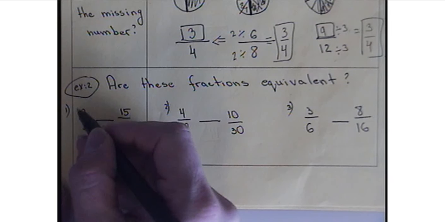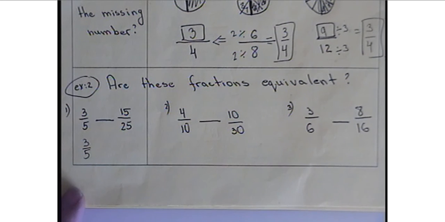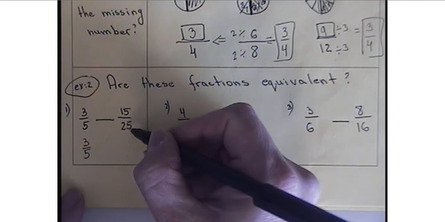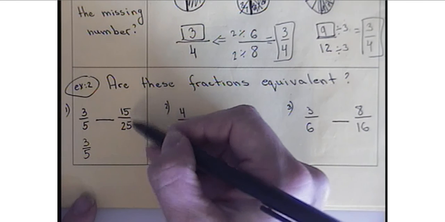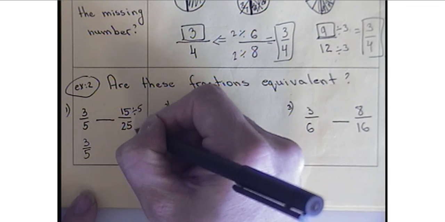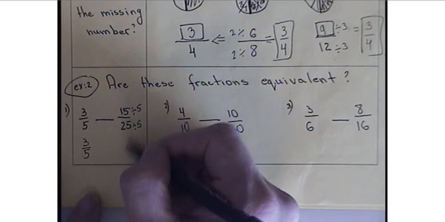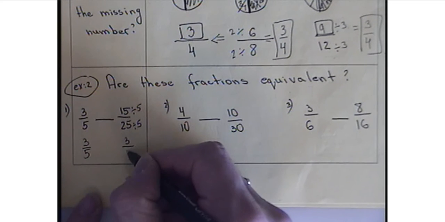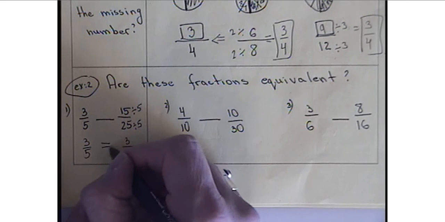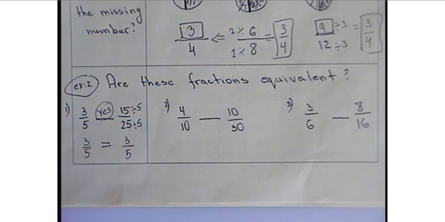So 3/5, well, this is the only possible. We can't go any further here. But 15 over 25, now definitely we can divide both of those by 5. Divided by 5 will be their common factor. So we get 15 divided by 5, 3, 25 divided by 5, 5, 3/5. So yes, those are equal. You get yes here. Those are equivalent fractions.